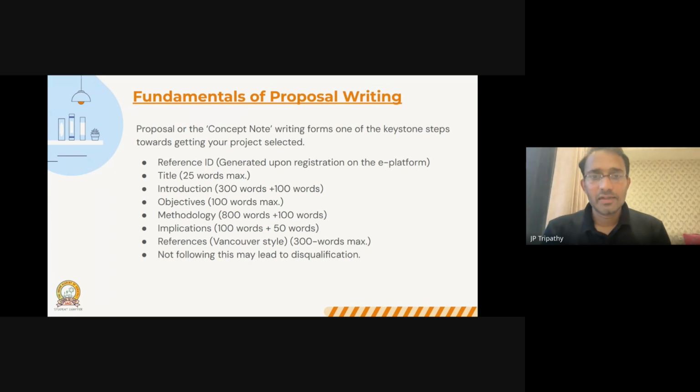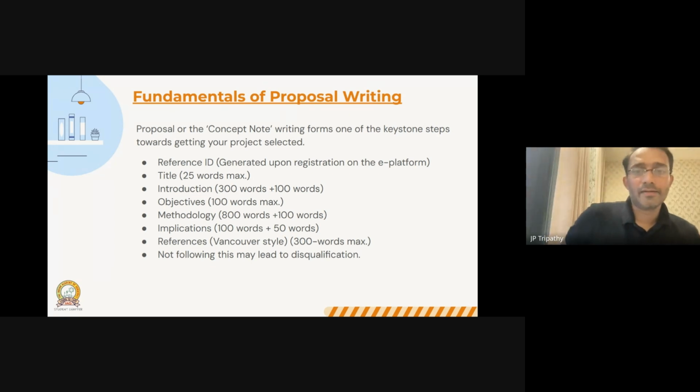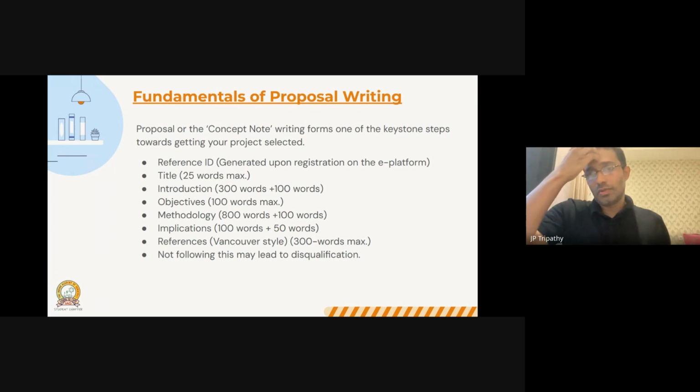There are word limits for each of these sections, and because it is an online system, it will not allow you to copy and paste an introduction of more than 400 words. So these limits are very rigid, and you have to follow these word limits. Otherwise, at the time of submission, if you have a 500-word introduction, it will not allow you to move ahead. So we'll talk about these sections in the next slide.